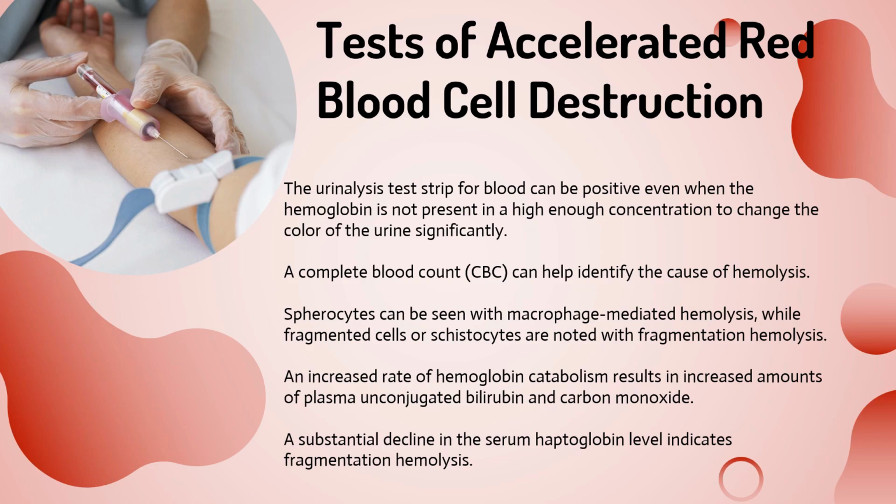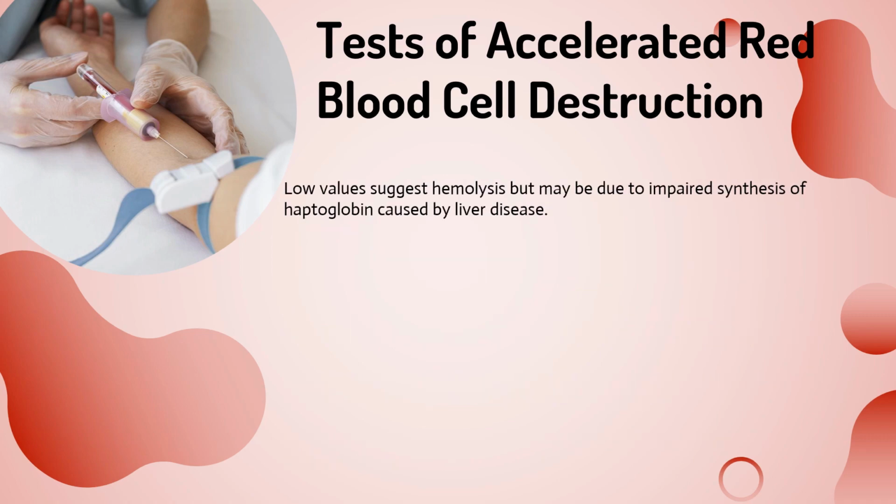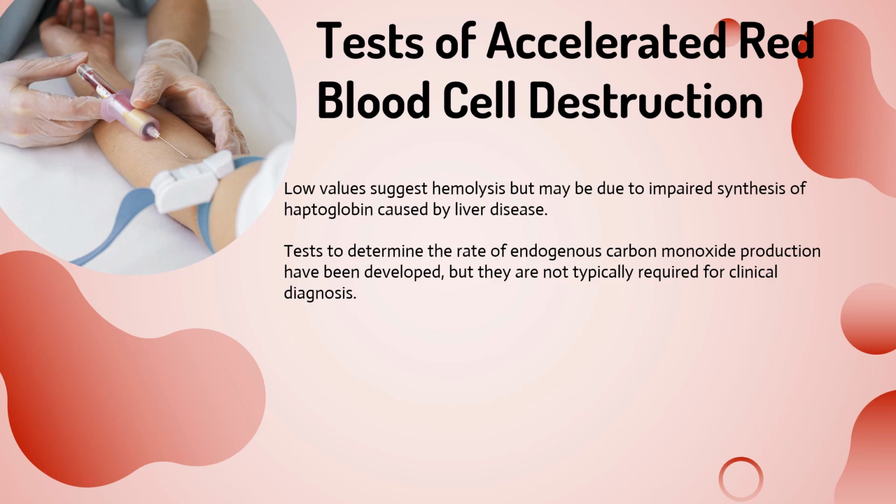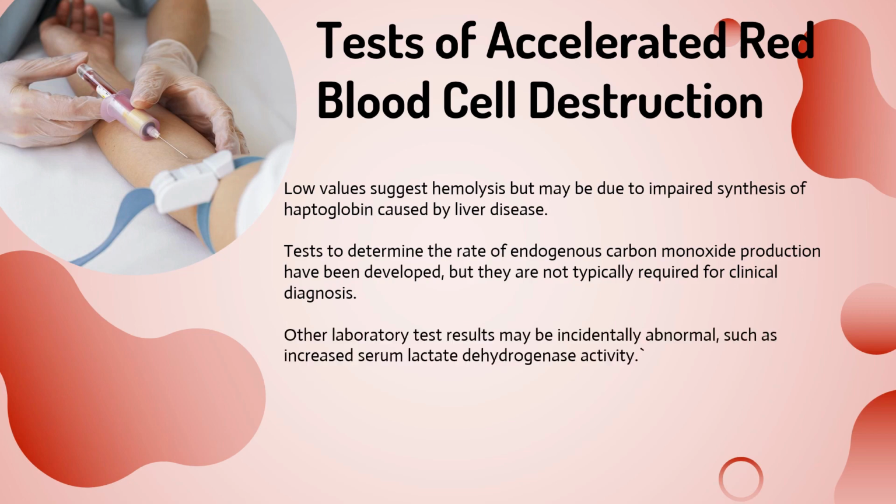A substantial decline in the serum haptoglobin level indicates fragmentation hemolysis. Low values suggest hemolysis but may be due to impaired synthesis of haptoglobin caused by liver disease. Tests to determine the rate of endogenous carbon monoxide production have been developed, but they are not typically required for clinical diagnosis. Other laboratory test results may be incidentally abnormal, such as increased serum lactate dehydrogenase activity.